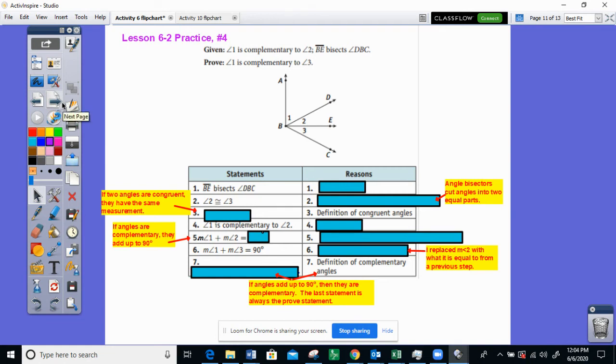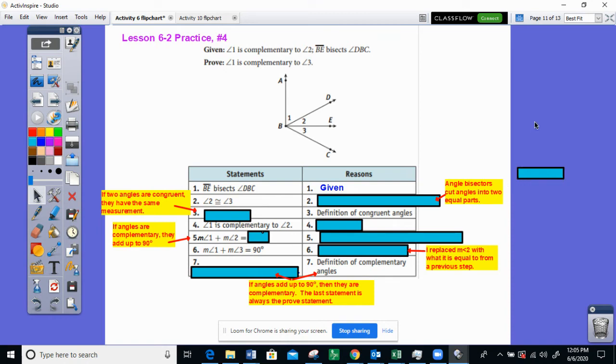So we're going to look at two more examples, and these are on the lesson 6-2 practice. This is on page 70 of the PDF if you're following along. Given angle 1 is complementary to angle 2 and segment BE bisects angle DBC. So this one is kind of neat because it uses some postulates and definitions that we haven't seen already in this activity. So start with the given information. That's easy. That should be a real gimme by now.